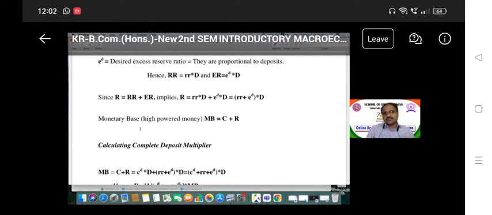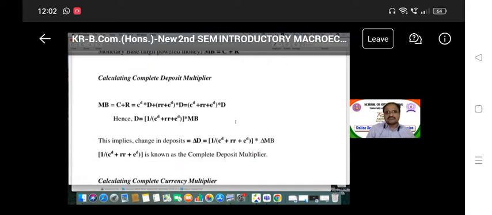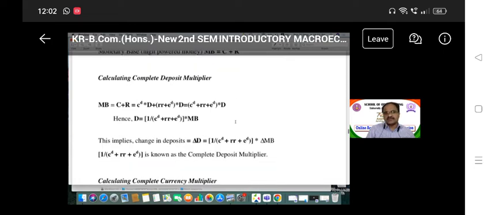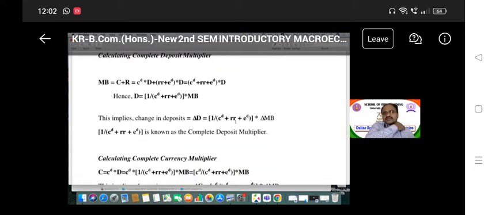This entire thing we call the monetary base, that is, high powered money. What is high powered money? C plus R. This is what you can call high powered money. Now how is this high powered money calculated, through the deposit multiplier. High powered money is C plus R. C means CD multiplied by D, plus R. R means (RR plus ED) multiplied by D, where RR is the required reserve ratio and ED the excess reserve ratio. Got the point?